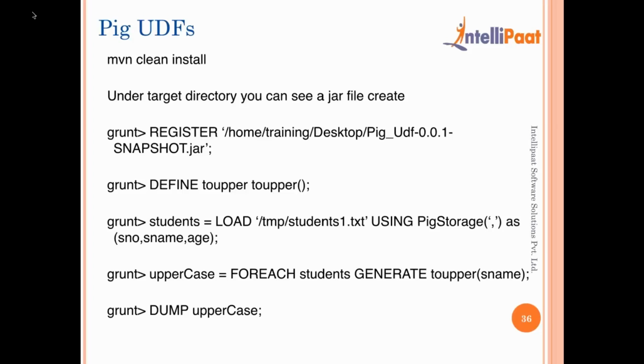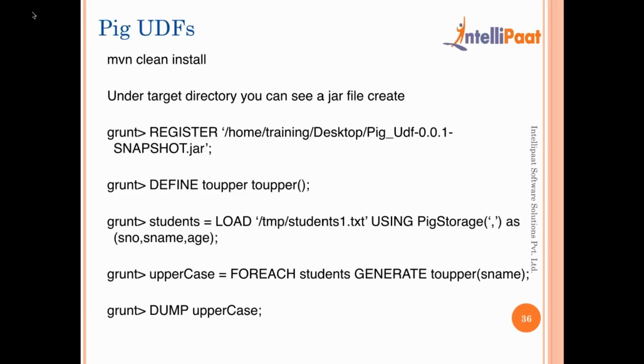So I am going to use the same students data. Using students data, load students using PigStorage, because this is comma separated. As the first column I am saying student number, second is student name, third is age, and in the next line we are going to use this toUpper function.